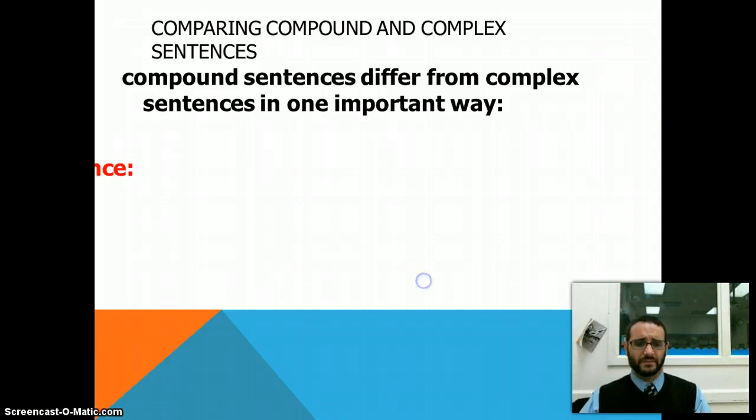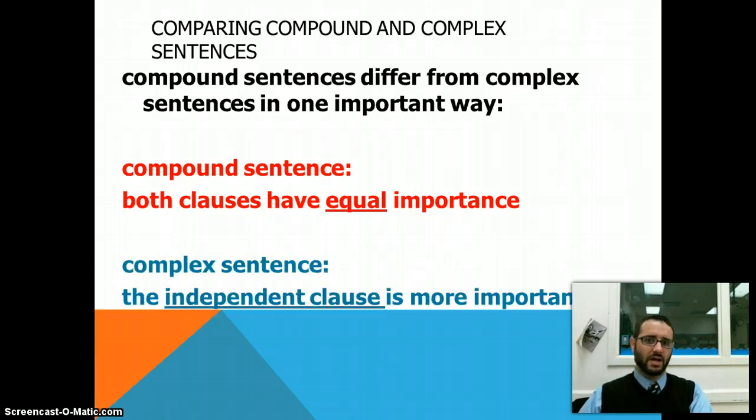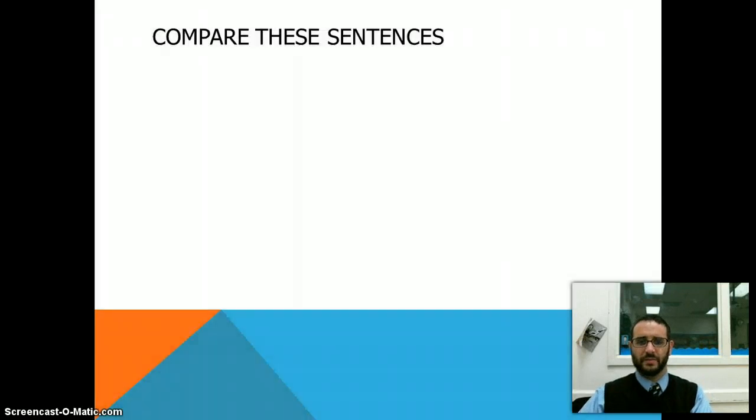Now why is this important? Well, in a compound sentence, what the writer is telling us is that both independent clauses and everything in that sentence are equally important. In a complex sentence, the independent clause is more important. So let me show you some examples.